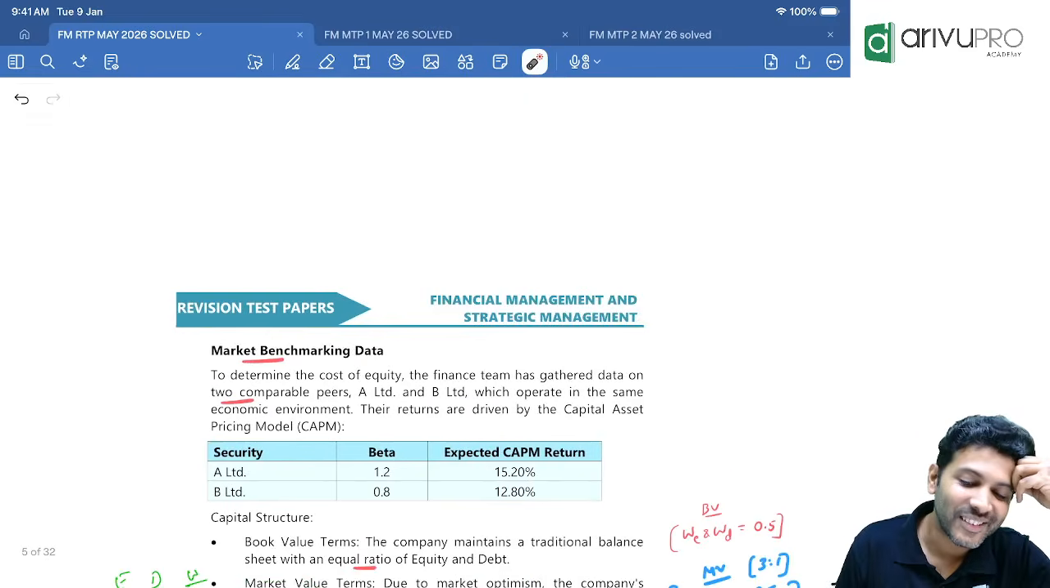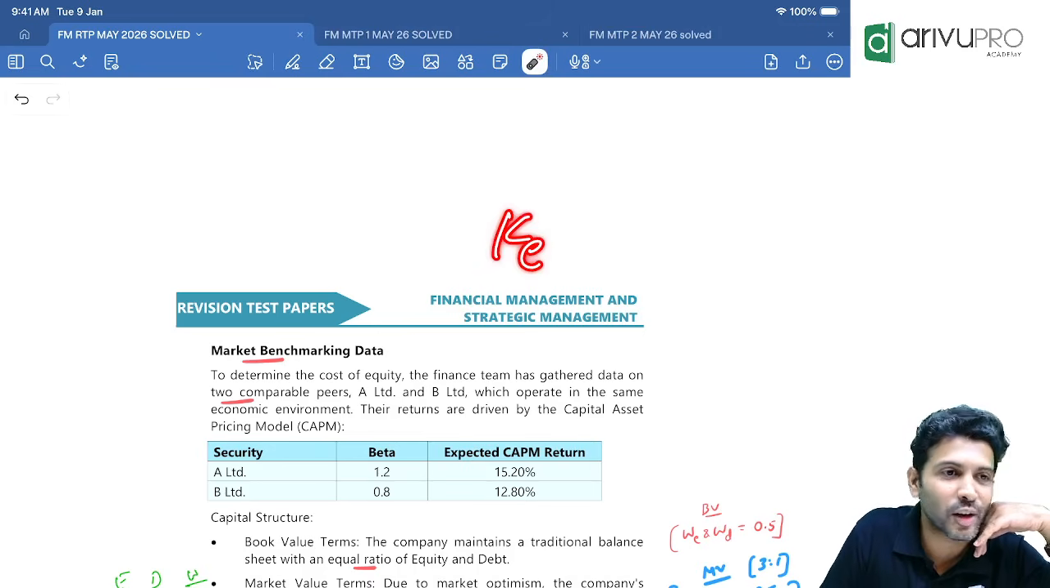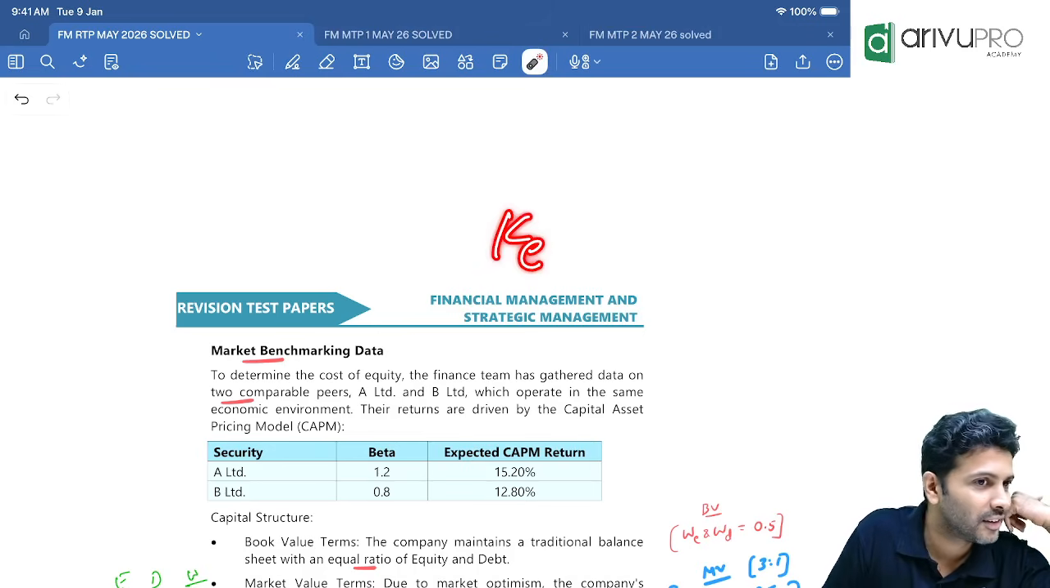Correct? No. Where is RM? Not given. Where is RF? Not given. Where is Zebra's beta? That's what we need to find. But the cost of equity of Zebra, we already know. We found it in the first line.